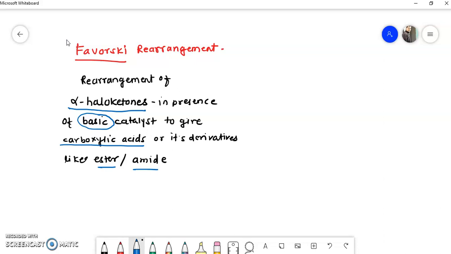So I will write the reaction here so that you will understand. First I will write the alpha haloketone as a starting material. For example, R' C R'' with a chlorine, C double bond O, and here is an R. So this starting material is known as alpha haloketone, because on the alpha carbon there is a halogen.